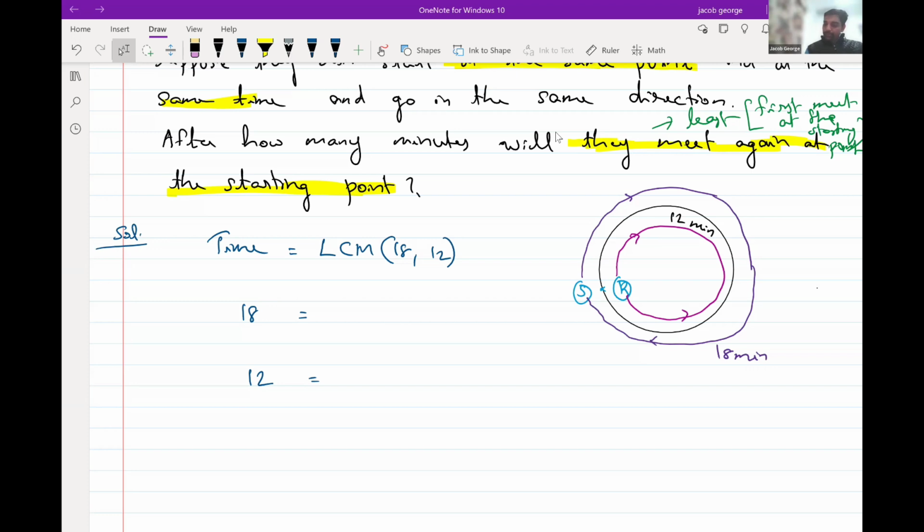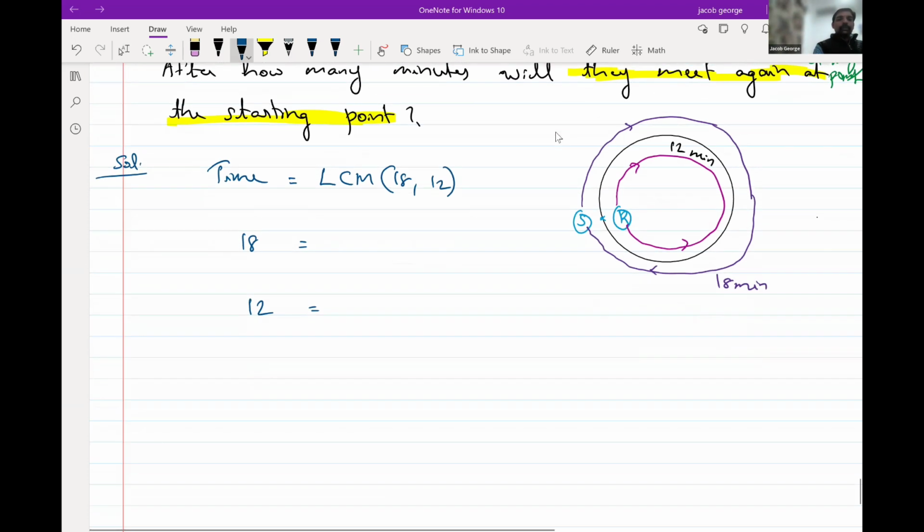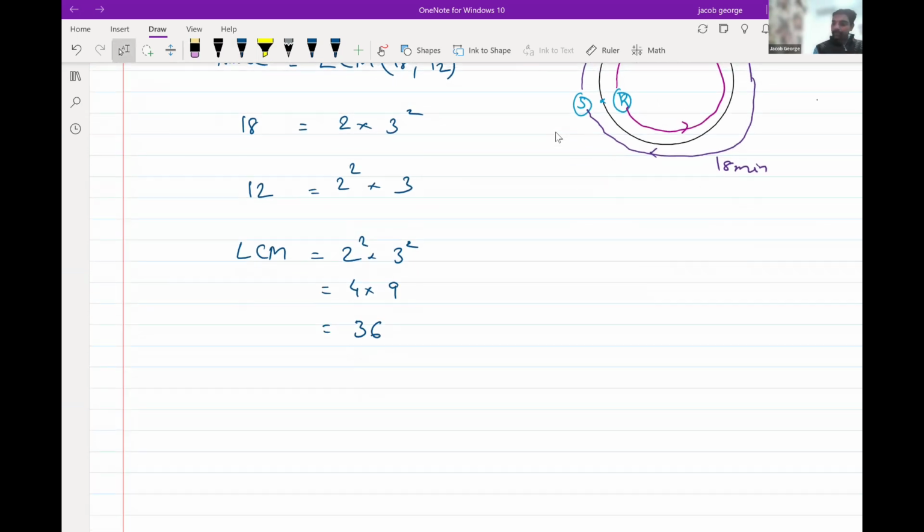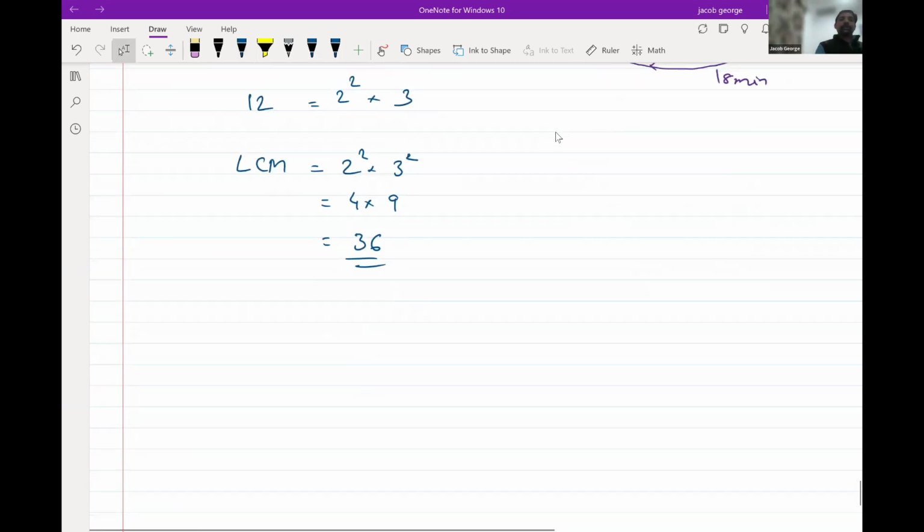So children, you got the answer. 18, how do you factorize 18? 2 into 3 square. Then 12, how do you factorize? 2 square into 3, yes. Now the LCM is 2 square into 3 square. 2 square is 4. 4 into 9, answer is 36, and what will be the unit? Minutes. Therefore, the time taken is 36 minutes, they will meet again at the starting point. Like this, we can write the conclusion, okay?